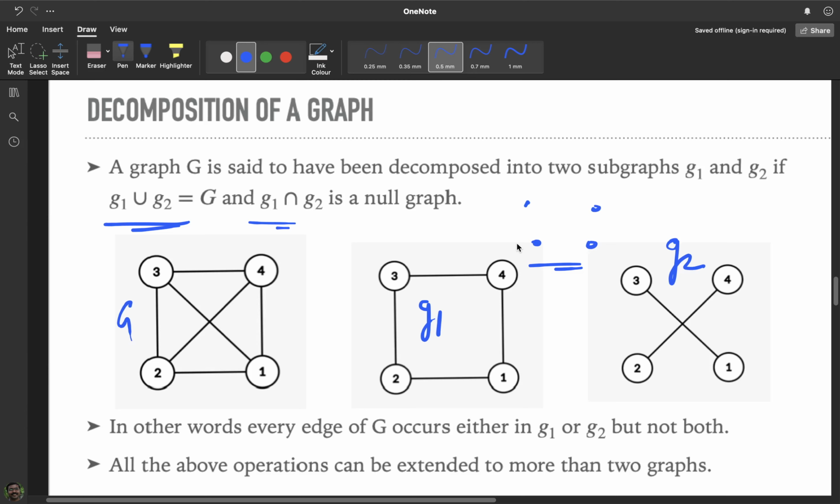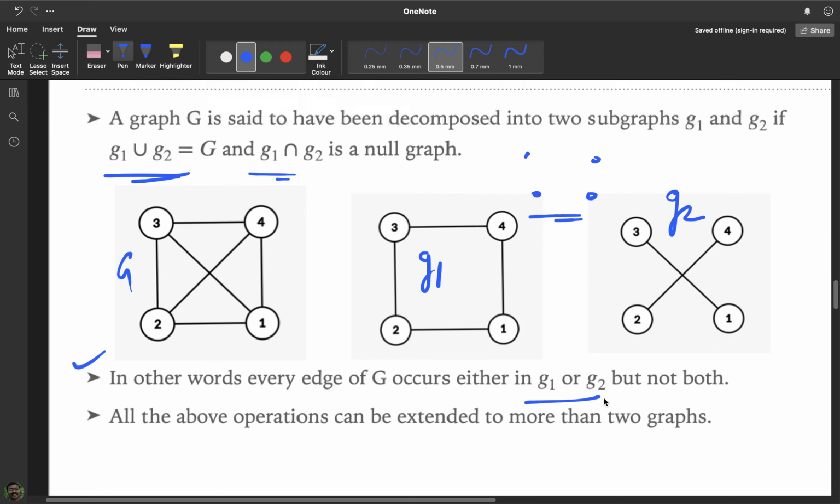This decomposition can extend to any number of subgraphs. Maybe you can decompose a graph into three subgraphs. In that case, when you take the union of those three subgraphs, you should get the full graph, and there will be no edges in common between any of these subgraphs. So every edge occurs either in G1 or in G2, but not in both. This is the idea of decomposition of a graph.